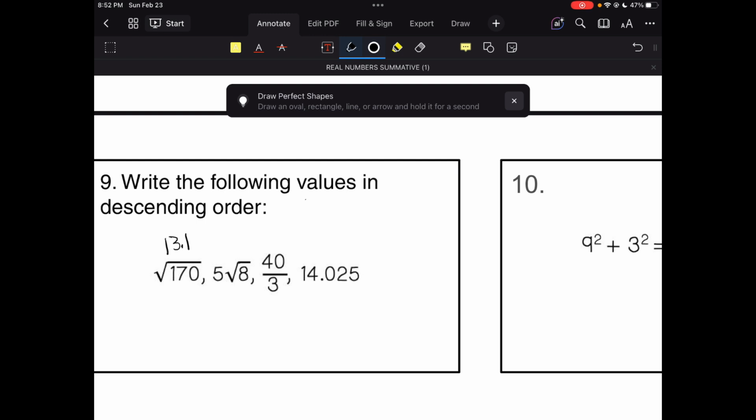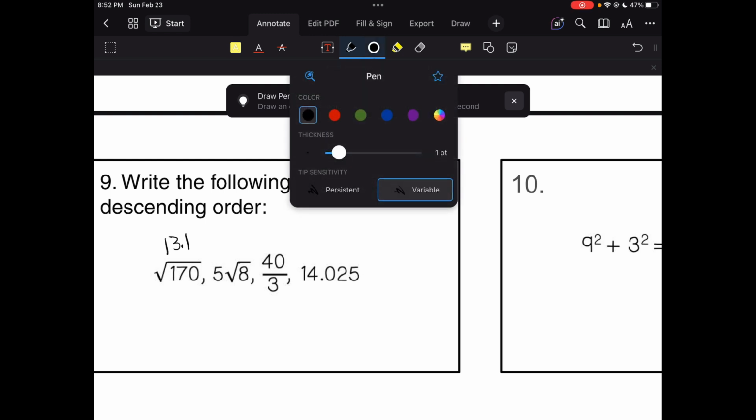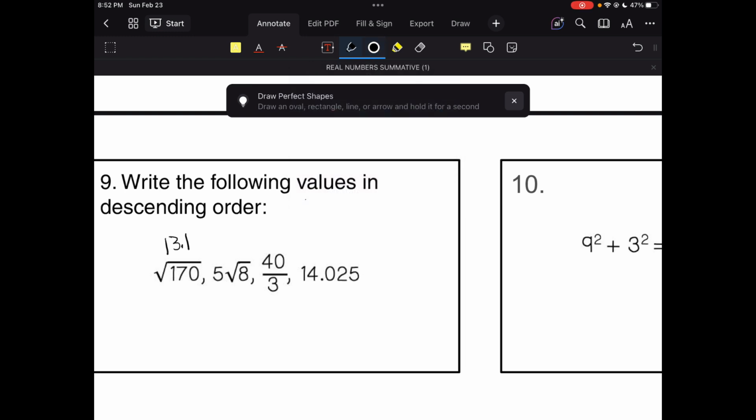And then you have 5 times the square root of 8. You could say that the square root of 8 is really close to the square root of 9. So you could estimate that as just under 3. And 5 times 3 is 15. So I would write 15 there.